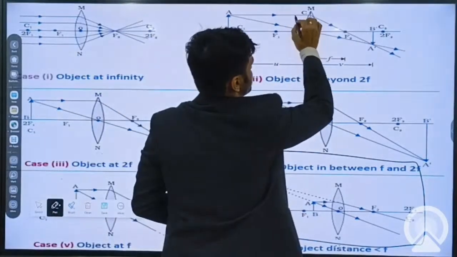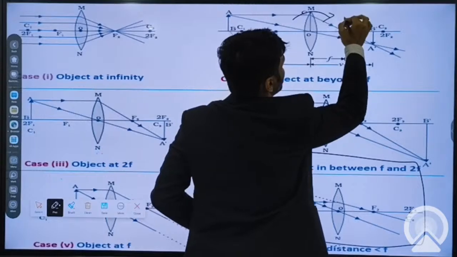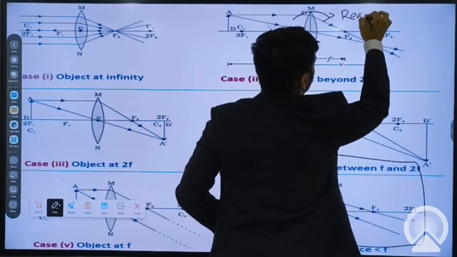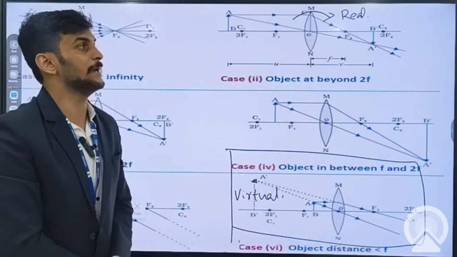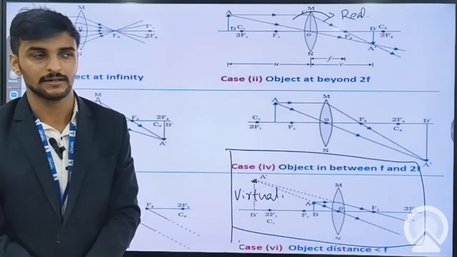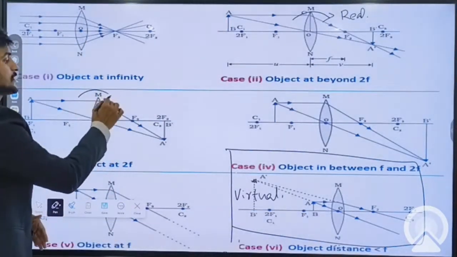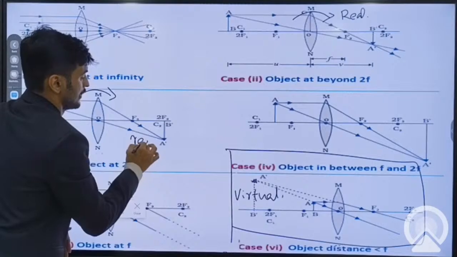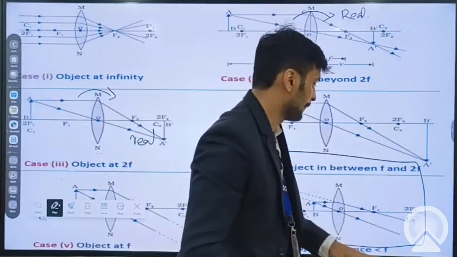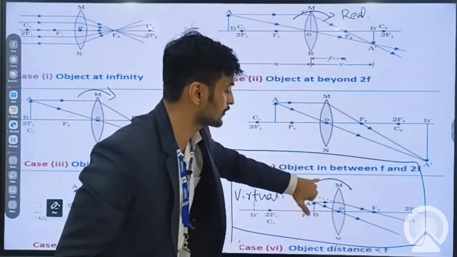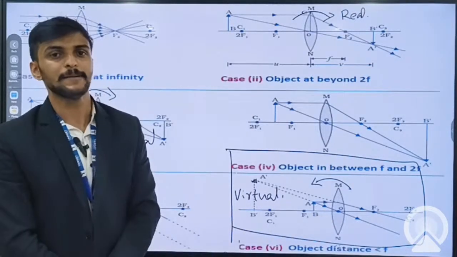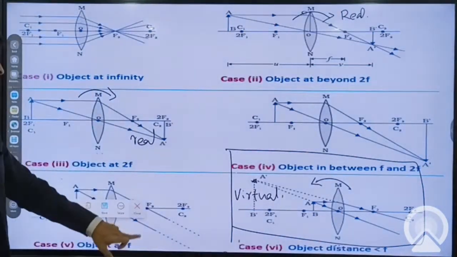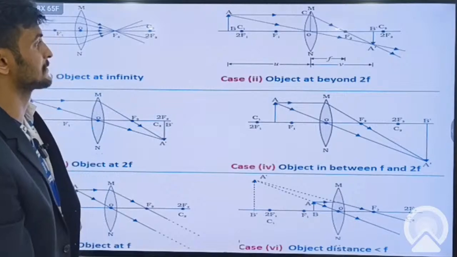In case of lenses, if the image is formed on the right side, then the image is real. In this case also the image is formed on the right side, so it is real. In this case also it is real, but in this case the image is formed on the left side, so it is virtual. So this is a special case in convex lenses.